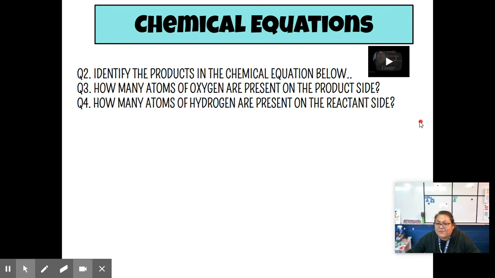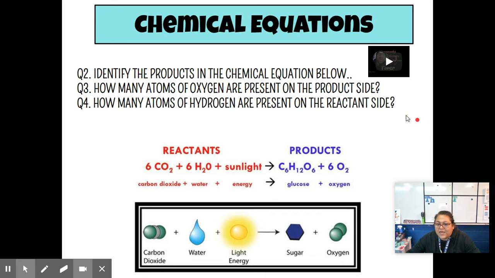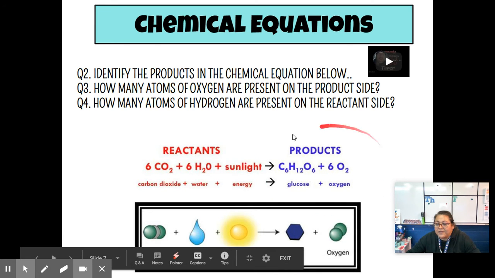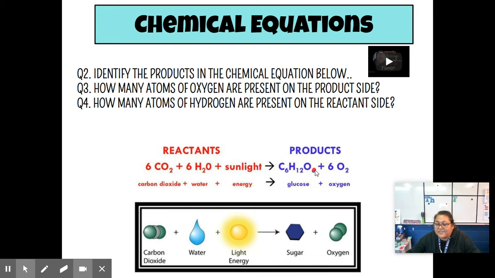Identify the products in the chemical reaction below. Okay, well, my products are labeled for me. My products are glucose and oxygen. This chemical formula and this chemical formula.